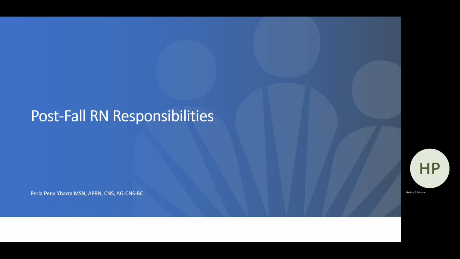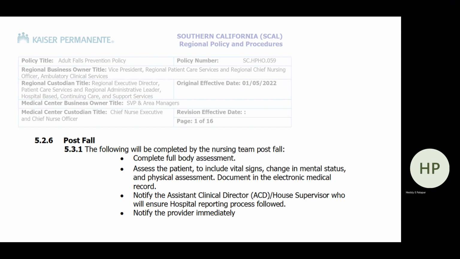This next section of this presentation will discuss RN responsibilities related to inpatient falls. Post-fall RN's responsibilities include complete full body assessment, vital signs, identify if there is a change in mental status or in their physical assessment, notify your ADA or house supervisor, and the primary physician.